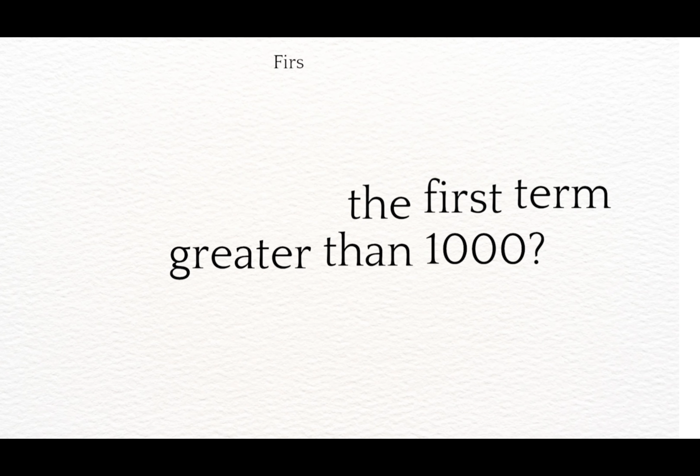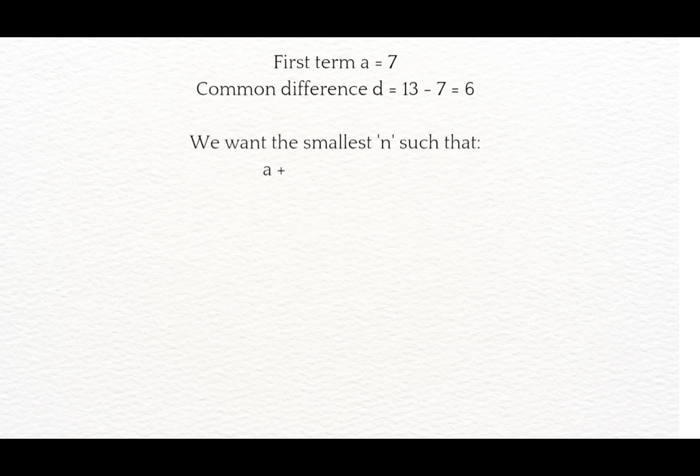Let's break it down fast. Here, first term a equals 7. Common difference d equals 13 minus 7, which is 6. We quickly identify our key players. We want the smallest n such that a plus (n minus 1) times d is greater than 1000. We're setting up an inequality because we want to go beyond 1000.